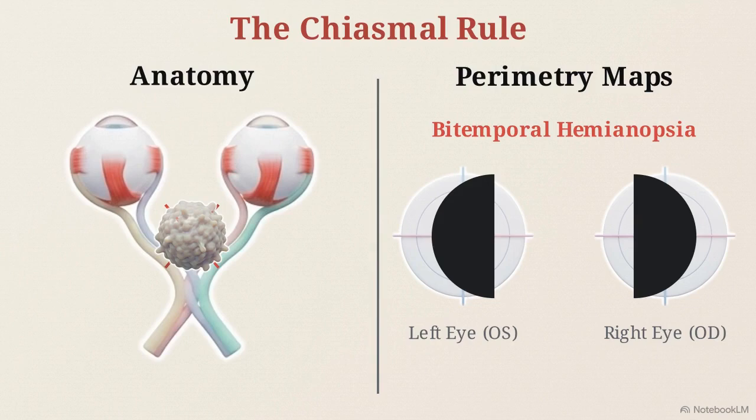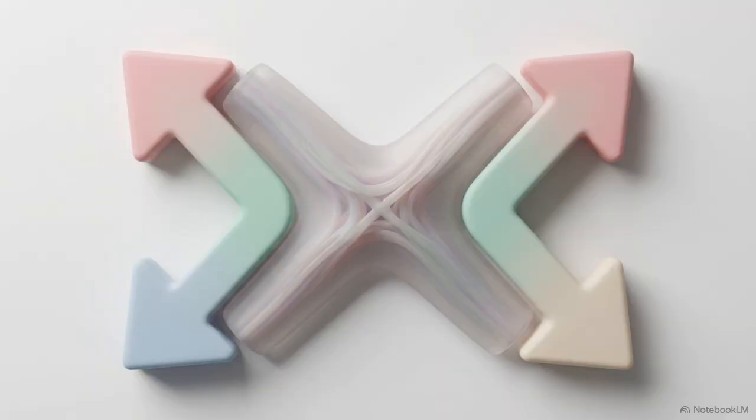Compressing these crossing fibers yields bitemporal hemianopsia, which is the specific loss of the outer temporal visual fields in both eyes. Applying the vector heuristic to this map, we draw our arrows in the blind outer halves. The left eye's arrow points left, the right eye's arrow points right. These opposing outward-pointing arrows visually form an X. This provides a definitive, instant diagnostic match for the anatomical X shape of the optic chiasm itself.